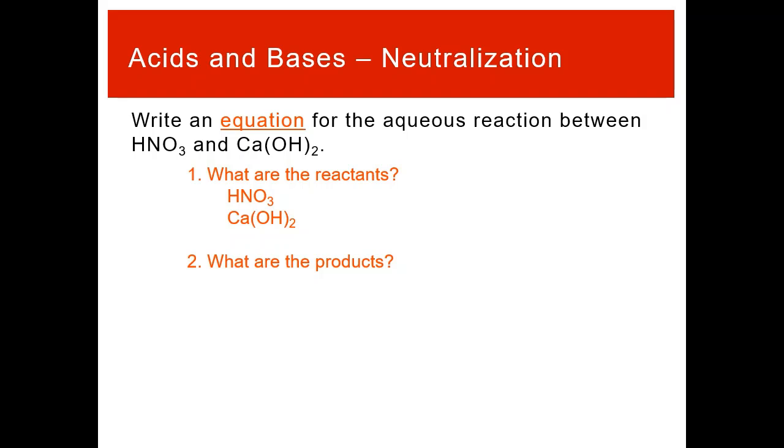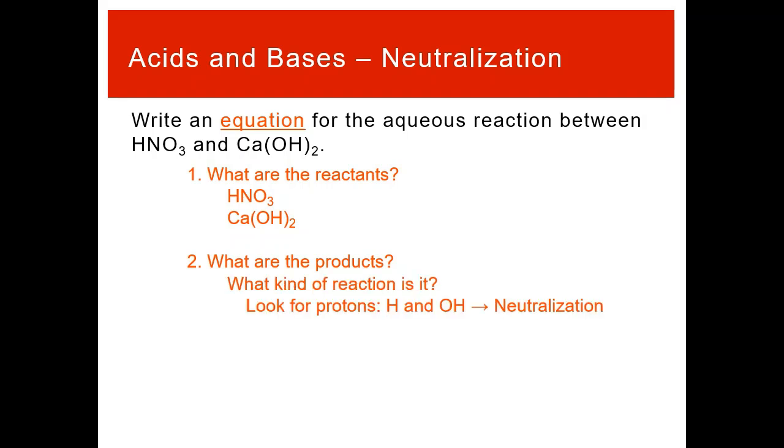What are the products? Well, I want to think about what kind of reaction it is. When we identified precipitation, that was because we had two ionic compounds we were reacting. At this point, when we see an H in one of our reactants and we see OH in the other reactant, we should immediately be jumping to neutralization as the process. This is the most likely thing that will be happening. Then we just need to balance it and add phases. So let's see what that actually looks like.